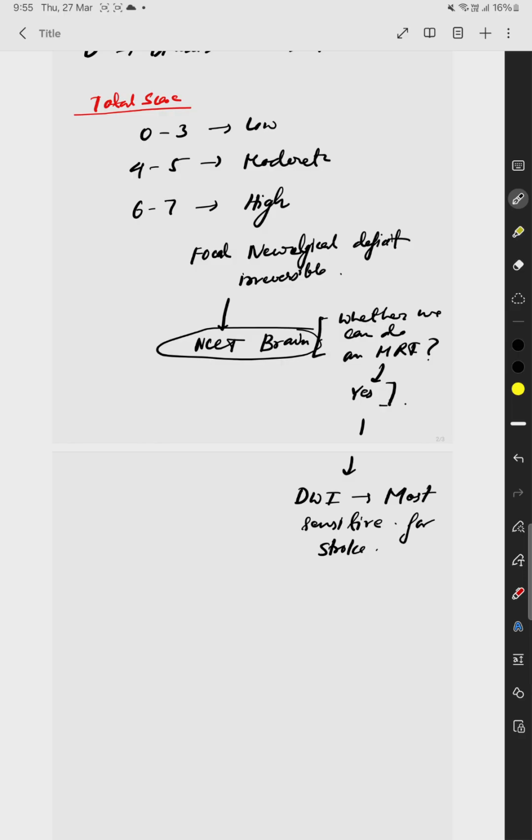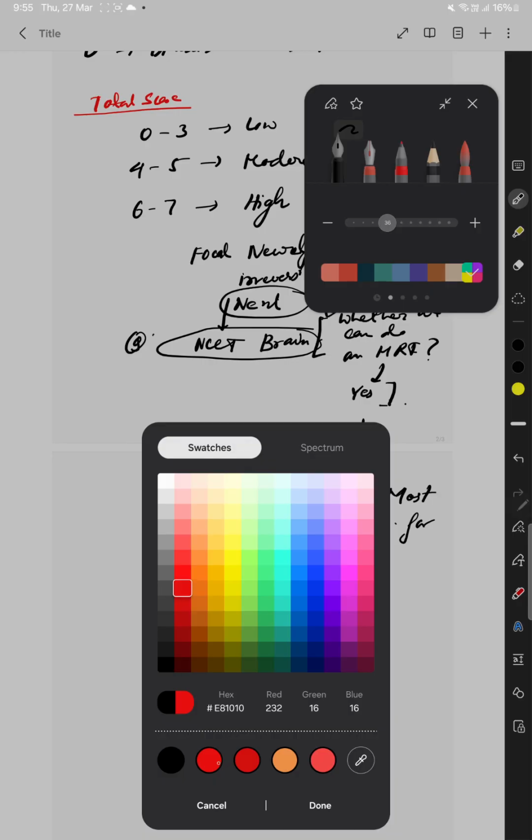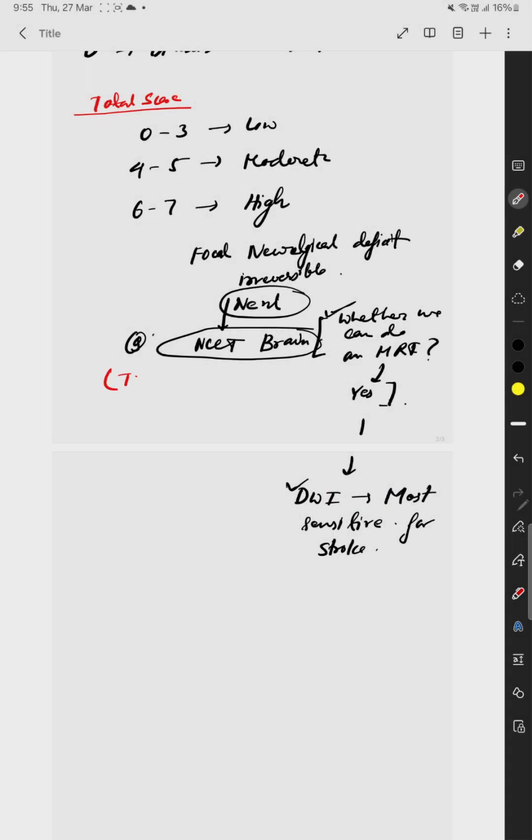Okay, so if they ask what is the next step, we do an NCCT brain. But if they ask whether we can do an MRI, the answer is yes, we can, and DWI is the most sensitive for stroke. So this statement is correct. But if they ask the next step, then we have to answer NCCT brain. And why are we doing NCCT brain? Because we want to rule out hemorrhage.